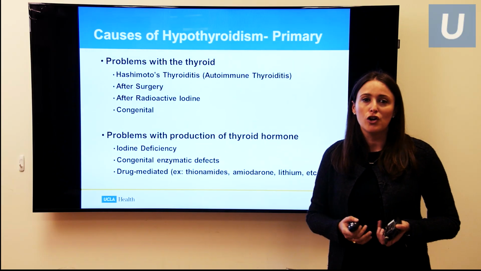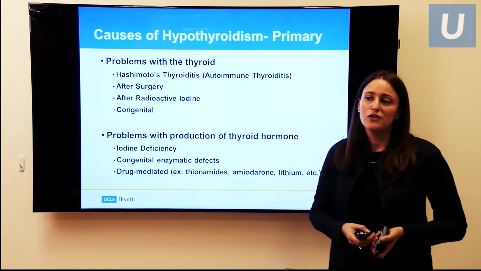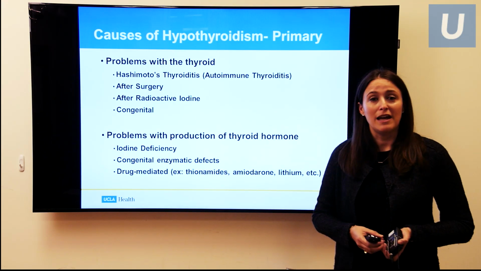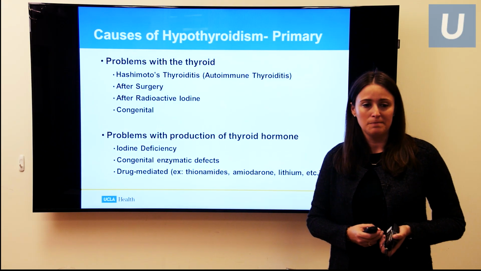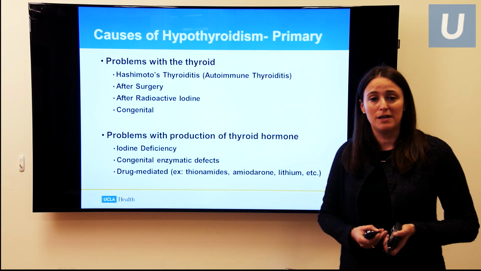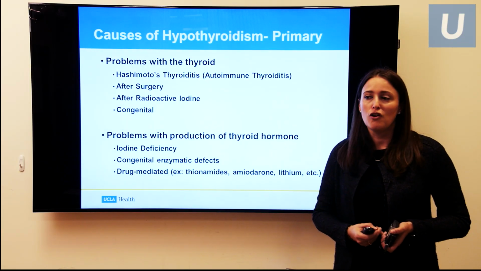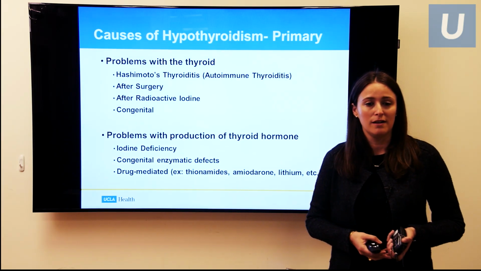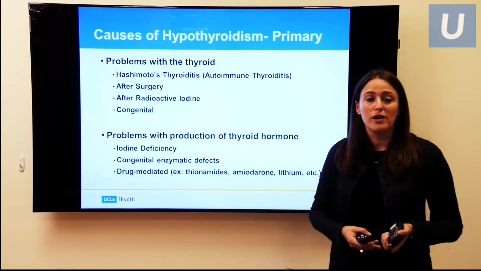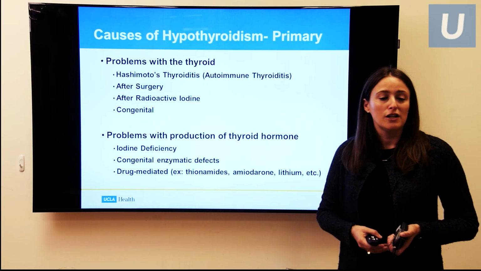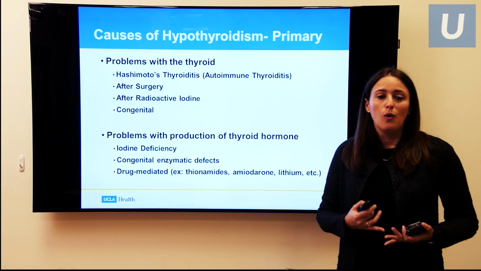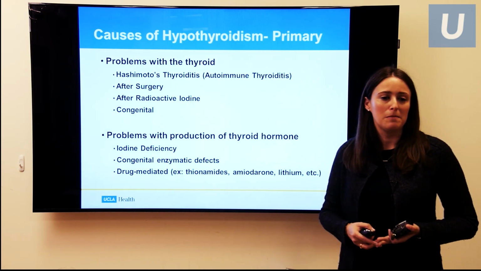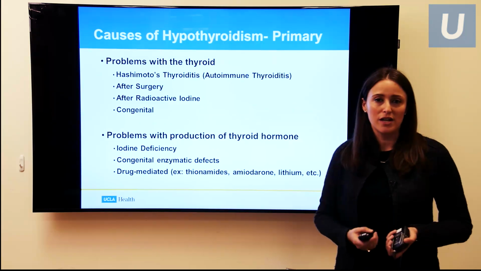So some problems that can occur with the body of the thyroid itself include an autoimmune process called Hashimoto's thyroiditis. It can occur if you've had surgery to remove part or all of your thyroid. It can occur after treatment with radioactive iodine. And then there are also congenital causes, or things that you're born with, that can impact the function of the thyroid. There can also be problems with production of thyroid hormone, and those can include things like iodine deficiency or enzyme defects, again, that somebody could be born with, or it could be impacted by different drugs that you're taking to treat other conditions.